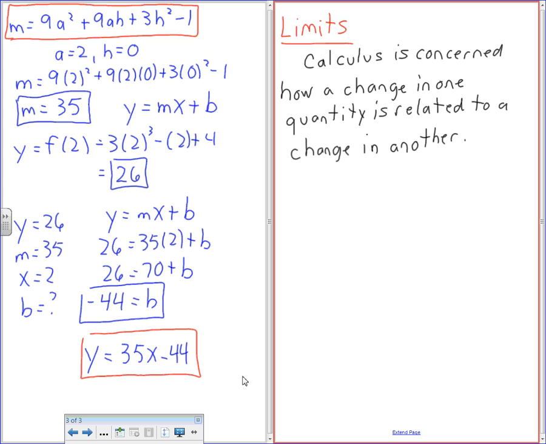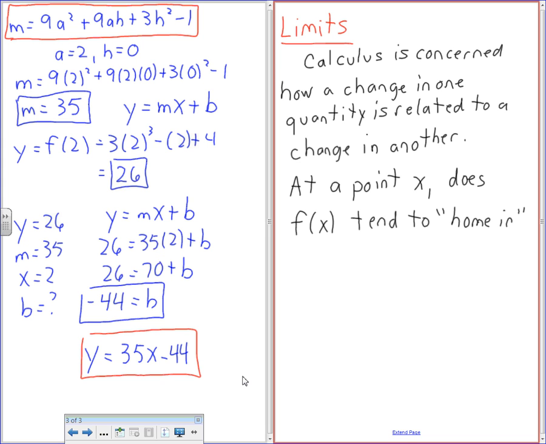We're going to say, at a point x, does f of x tend to home in on a specific value or limit?